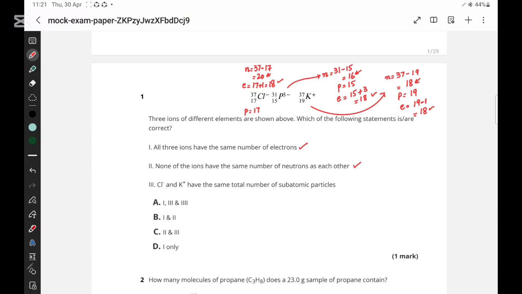They are saying chloride ion and potassium ions have the same number of subatomic particles. Subatomic particles means neutron, proton and electron, so we have to add them. Chloride ions are 20 plus 18 plus 17, which are protons, so that comes out to be 55. For potassium ions we have 18 neutrons, 19 protons and 18 electrons, that also comes out to be 55. So this option is also right, this is also right, this is also right, so A is going to be the right answer.